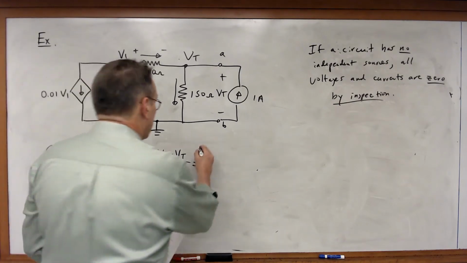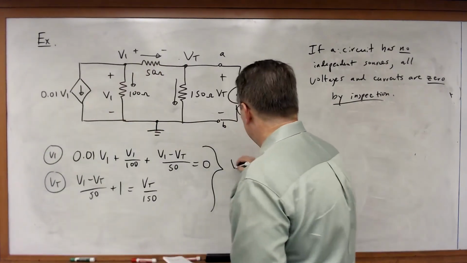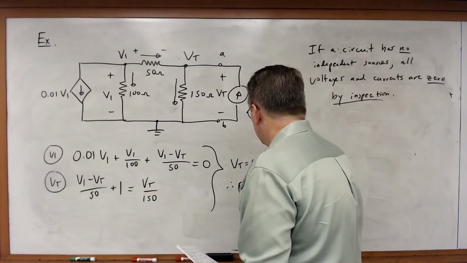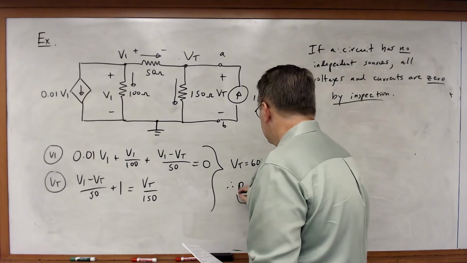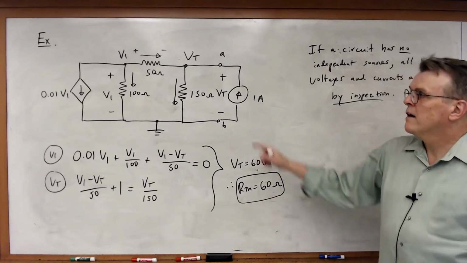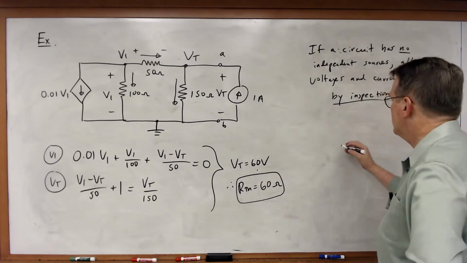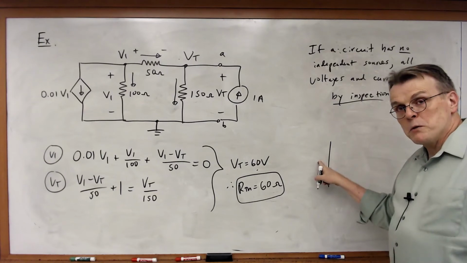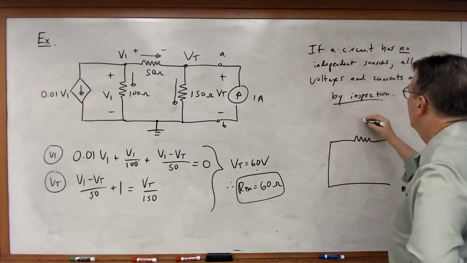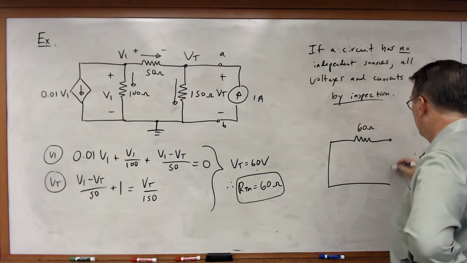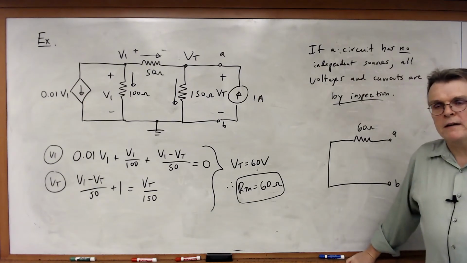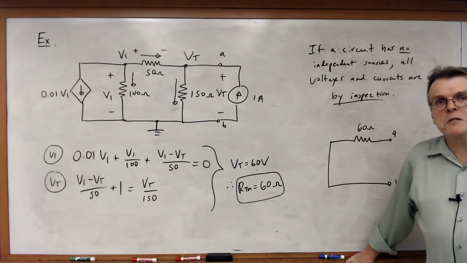And now I solve, and what I'm going to get is that VT is equal to 60 volts, and therefore RTH will be equal to 60 ohms. So the Thevenin equivalent circuit for this original circuit is just this: a voltage source of 0 volts, a wire, and a 60 ohm resistor. So it is absolutely possible to have a Thevenin equivalent circuit which is nothing except a resistor.